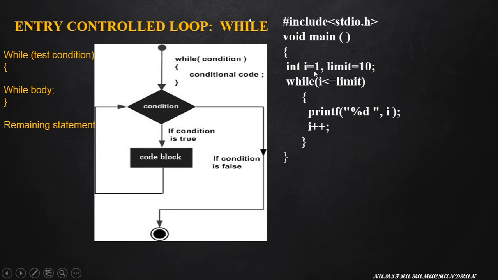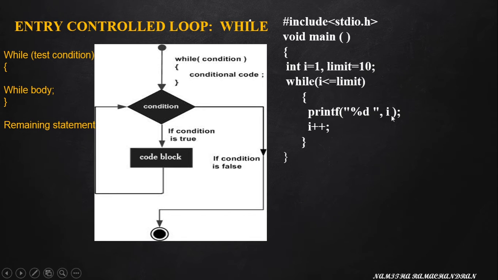Here it initializes an integer variable I with value 1, and a limit is set as 10. So while I less than or equal to limit: keyword while, and the test condition given here is I less than or equal to limit. Initially I value is equal to 1, limit value is 10. So the condition is true. So the control transfers directly inside this while body and starts the execution of the statements present inside the while one after another.